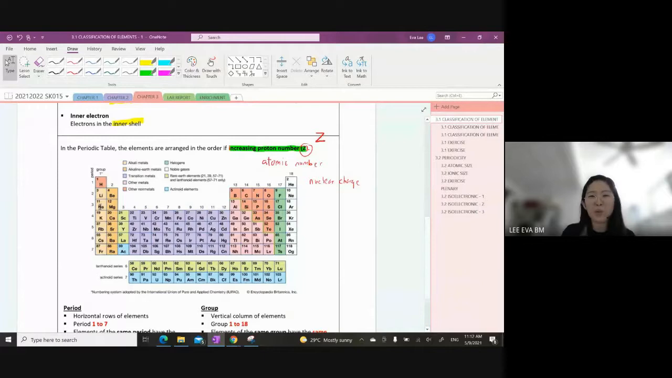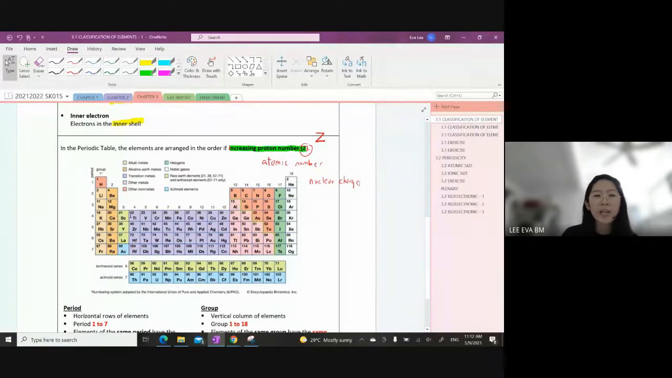Memorize how many? The first 20 elements. Hydrogen, helium, lithium, beryllium, boron, carbon, nitrogen, oxygen, fluorine, up to calcium. These ones you memorize. But because there is no exam, you can refer to them if you want to do an assignment or anything. But it will be better if you can memorize until element 20 over here. The last one will be your calcium.